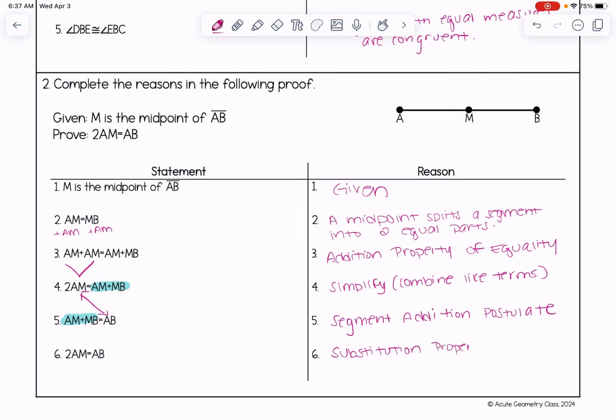So as a recap, as this video ends here, when you are doing a line segment or an angle proof, you want to think about definitions that you've learned in geometry, different properties and postulates, and you want to think about also sometimes adding in a simplifying step like we did here in line 4.